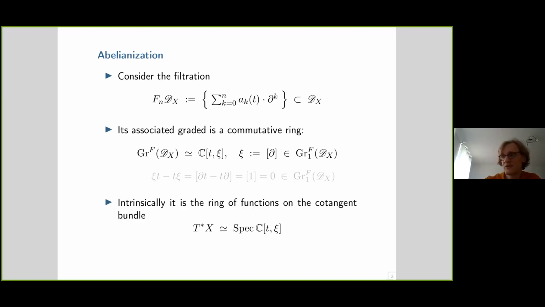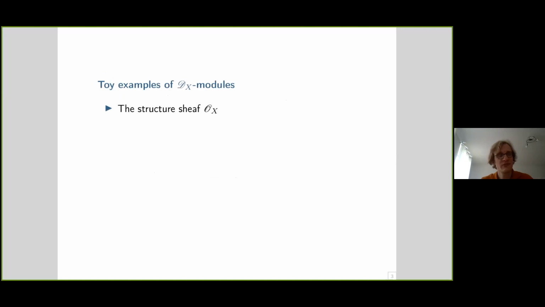But of course, you should view this more intrinsically. If you look at how differential operators transform under coordinate changes, you see that intrinsically this ring is the ring of functions on the cotangent bundle. So before we proceed, I want to show you just two toy examples. So the structure sheaf is a D-module. When I say D-module, I always mean left D-module here, just by taking derivatives. And you can write it as a quotient of the free D-module D_X modulo the left ideal generated by ∂.